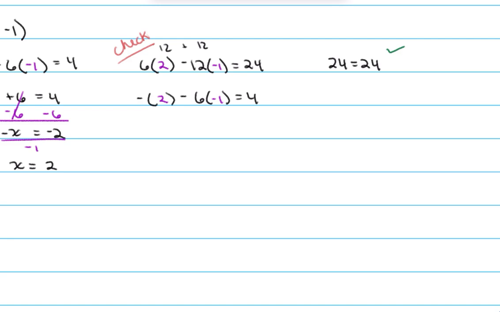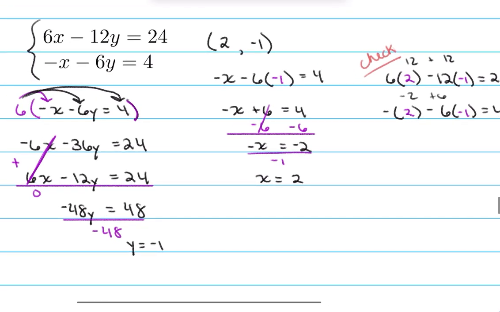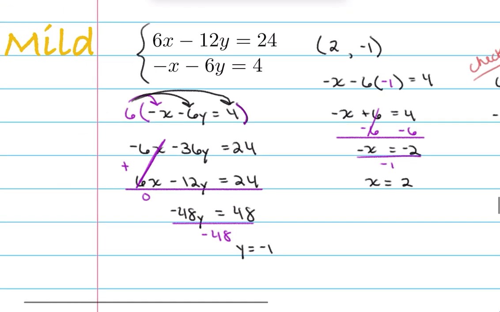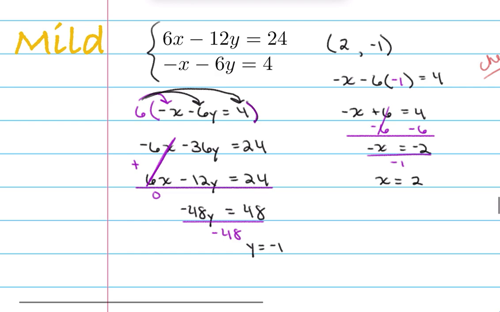And then I get negative 2 plus 6, which is 4, equals 4. I'm all the way there. My solution worked for both equations, so that means it is a true solution. Okay, so again, you want to try and get rid of one of your variables, it does not matter which one, by multiplying one or both equations through by a number.